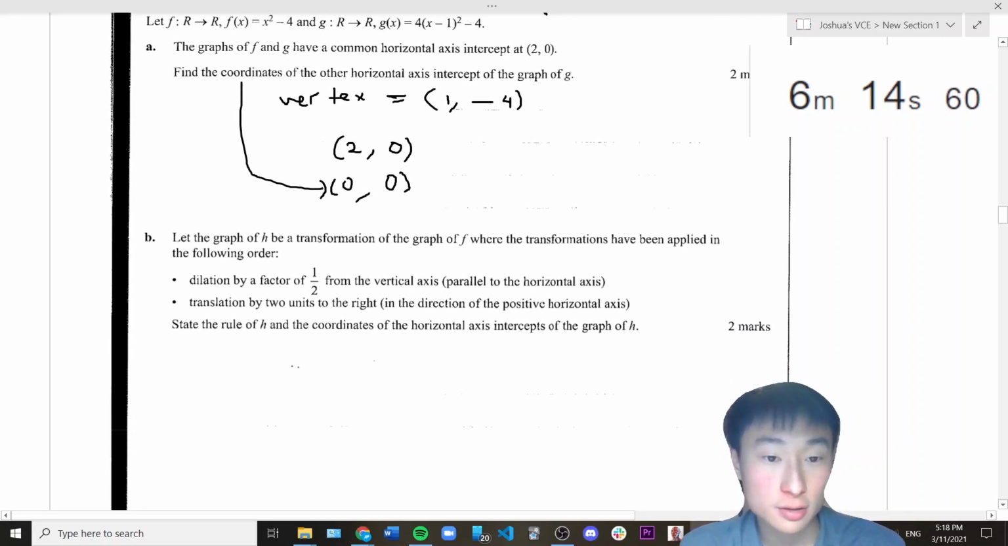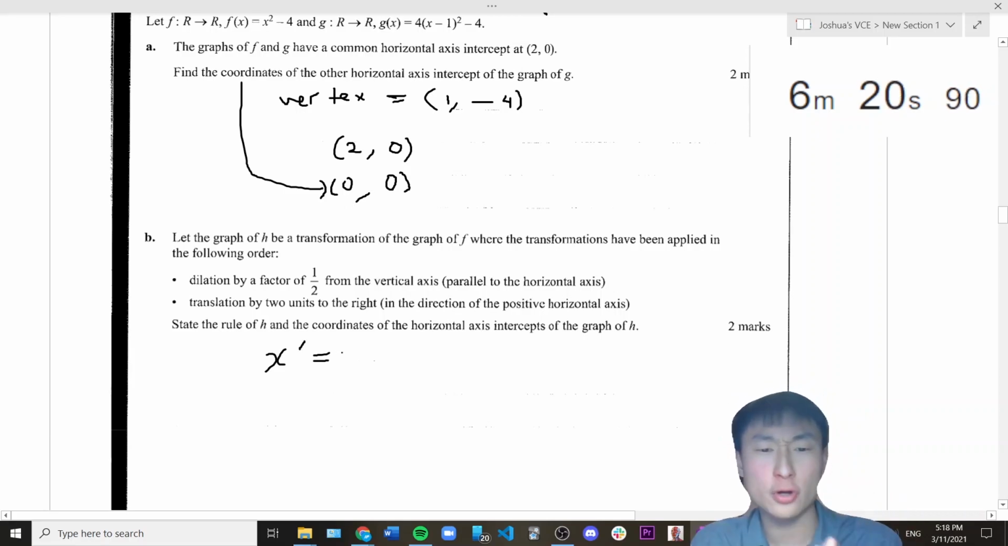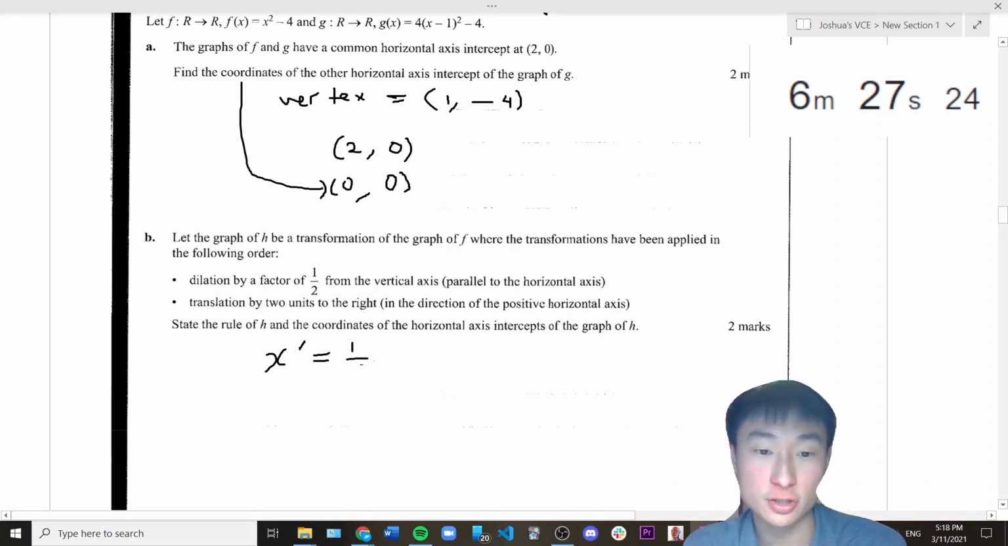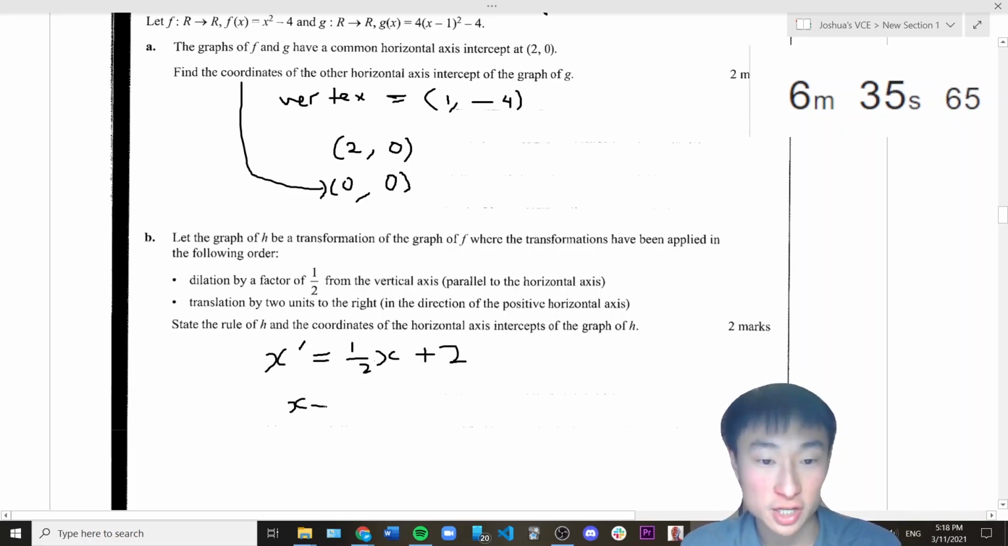Transformations, yep. Okay, so I'm just going to do an image equation here. X dash is the vertical axis, right? That's the y-axis. Yeah, your x value is getting smaller, so my image equation is going to be x dash equals half x. That's dilation from the y-axis plus 2 to the right. Okay, so I'll just rearrange that. x equals, there's a 2 here, 2 times x dash minus 2.